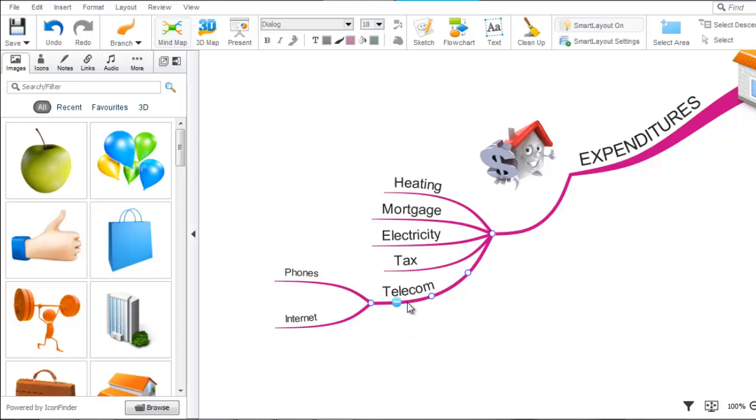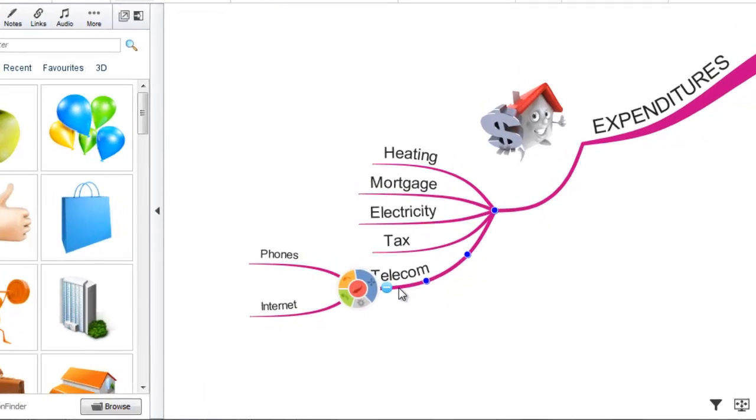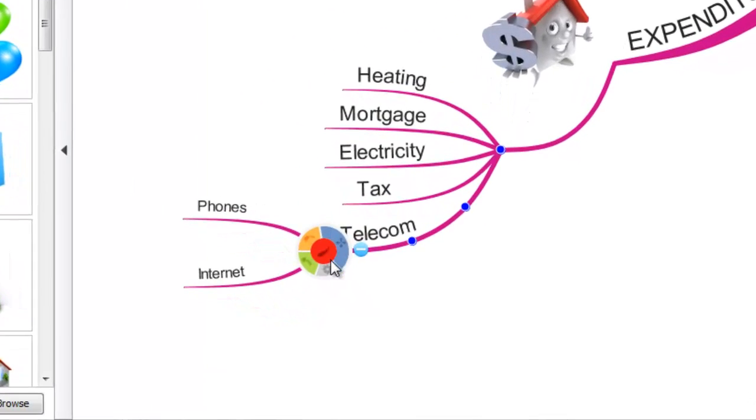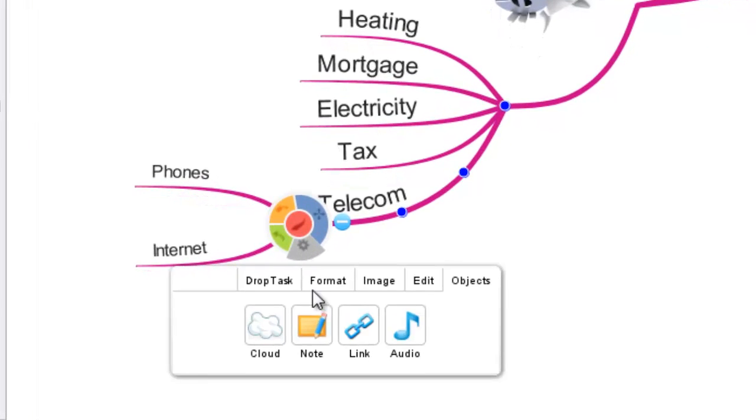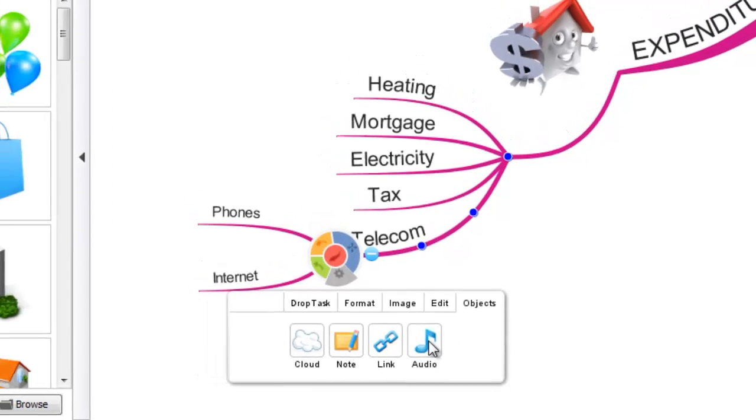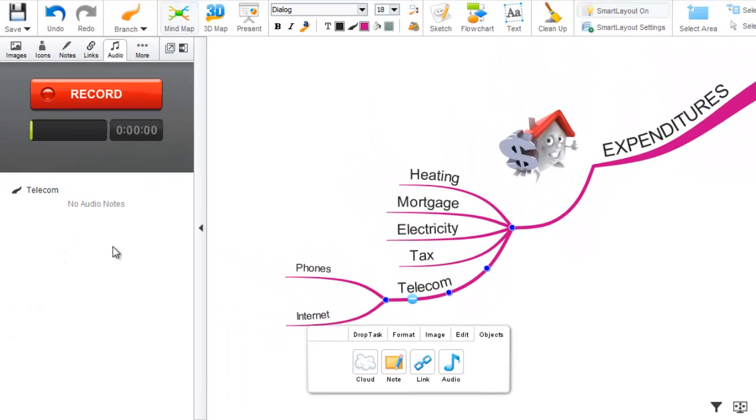To get started, you'll need to select the branch that you want to attach the audio note to. Then if you go to the branch target and select the grey segment, this brings up a pop-up menu. If you select Objects, and then Audio, this brings up the Audio Notes section in the Properties panel. To record your audio notes, you'll just need to click Record.